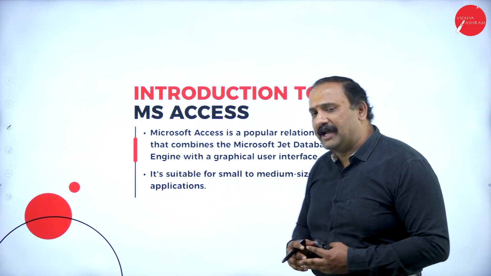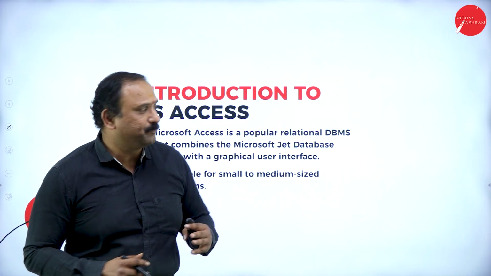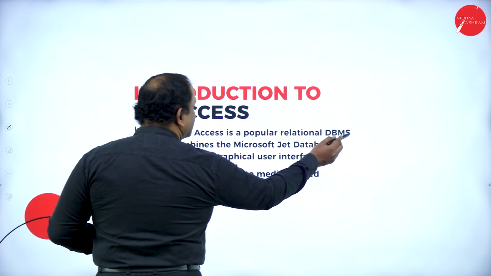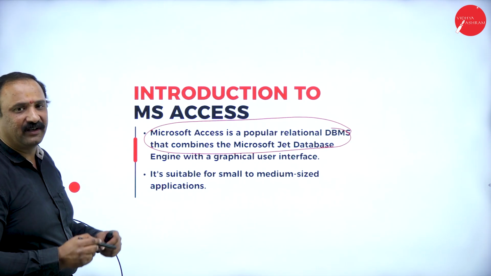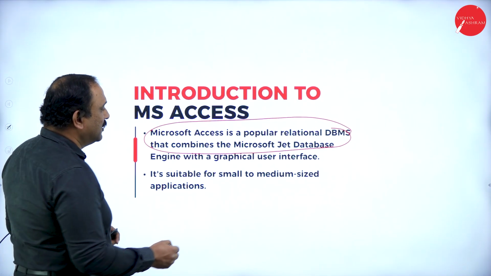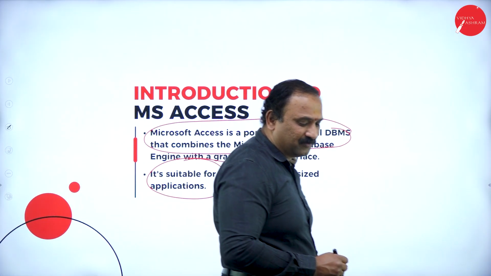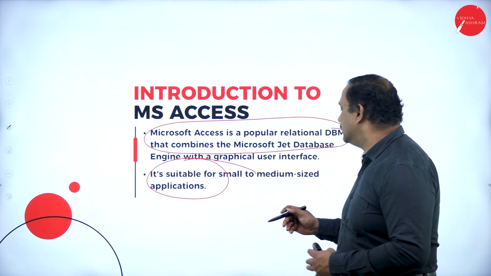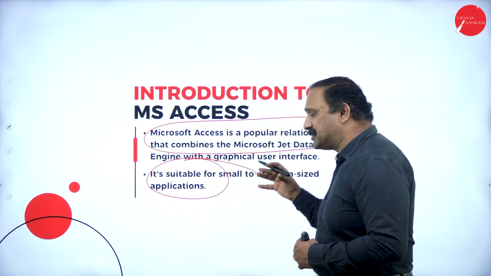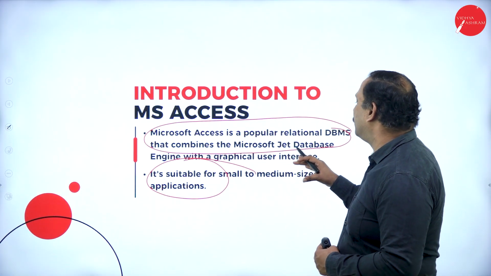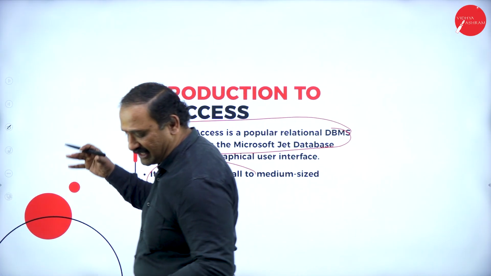Now, let's talk about Microsoft Access, which is becoming very, very powerful today. So what is Microsoft Access? Why is it important? Because this is a popular relational database that combines the Microsoft Jet database engine with a graphical user interface. It is suitable for small to medium applications. This becomes very, very important for all of us. So let's try to understand. This is a combination of applications that we are talking about. It's a relational database that combines Microsoft's Jet database engine with a graphical user interface. So it has a combination factor that we are talking about.